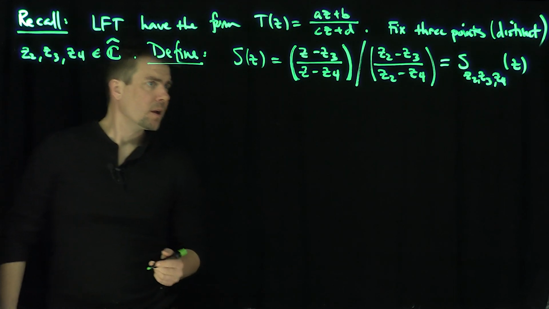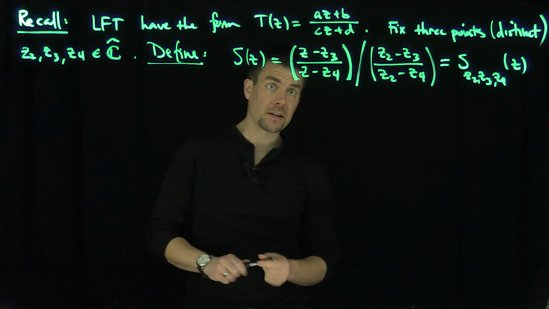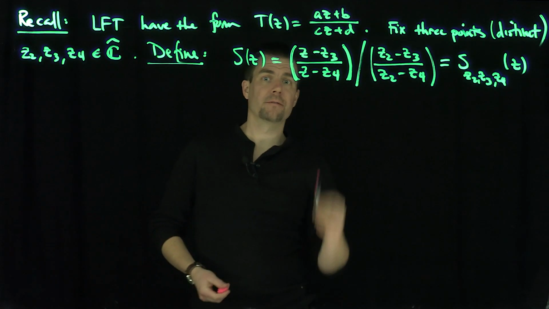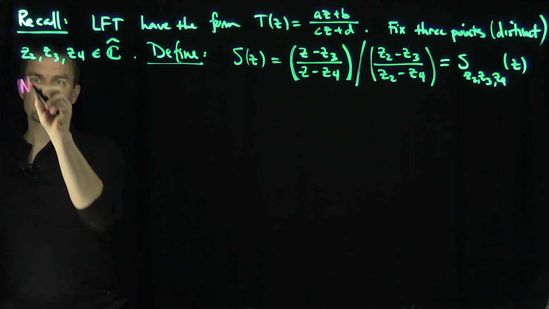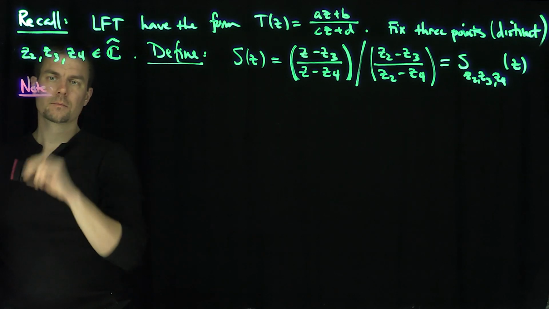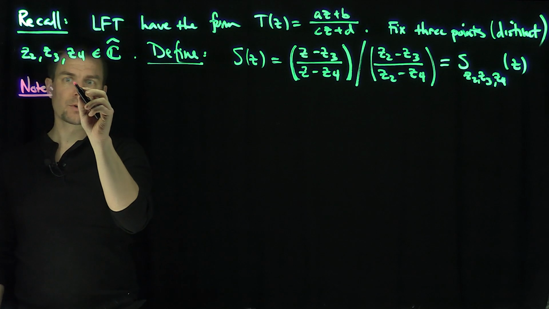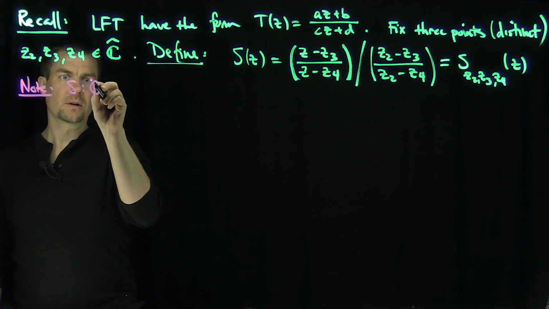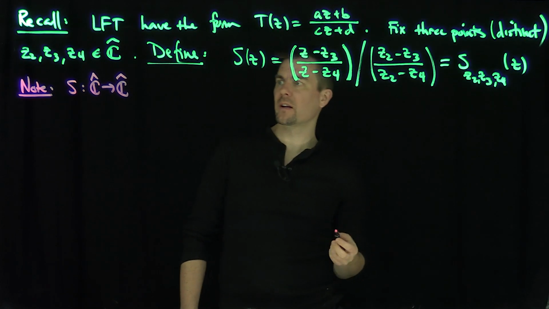Excellent. Now notice, here's an elementary fact about this LFT. It's a ratio of two affine functions over each other, and remember, it's a bijection too. So note that S is a bijection between C hat and C hat. That follows from basic properties of LFTs.